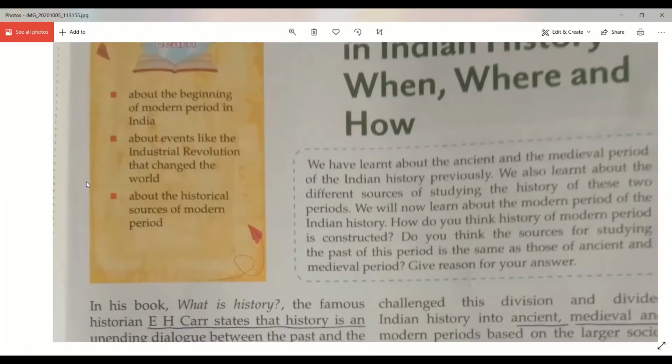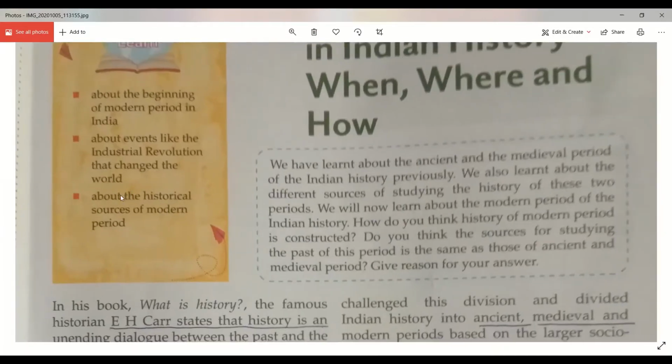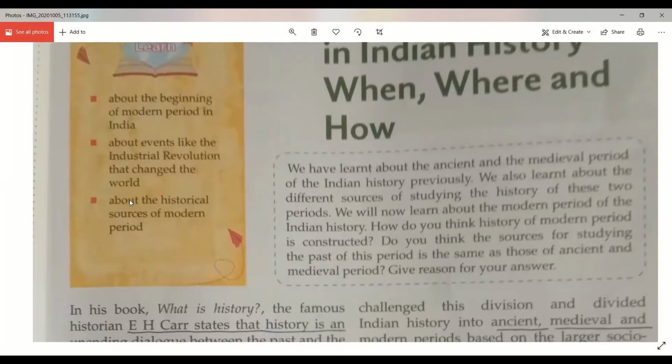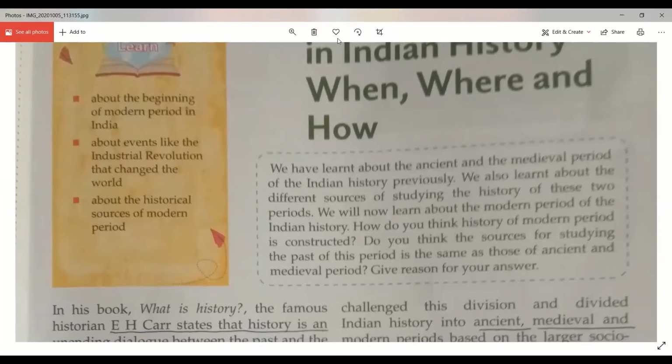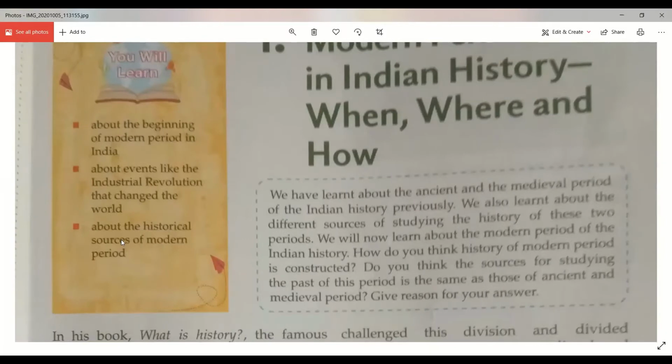And finally we'll study about the historical sources. How did we get to know that these things happened in the modern period? The historical sources are the ones that give us answers to how all this happened. So we will see what those historical sources are.